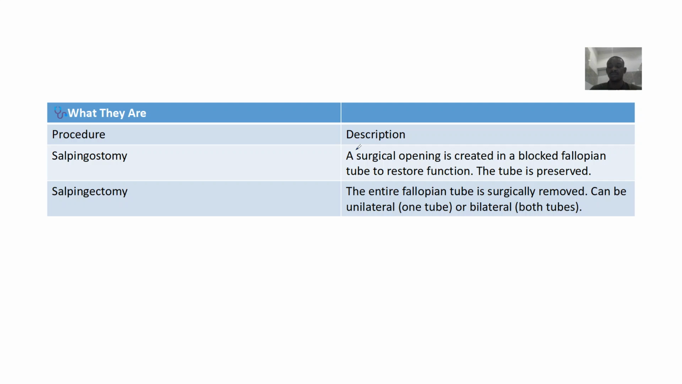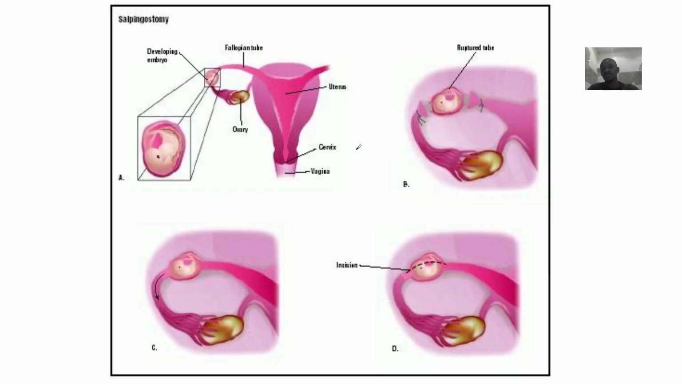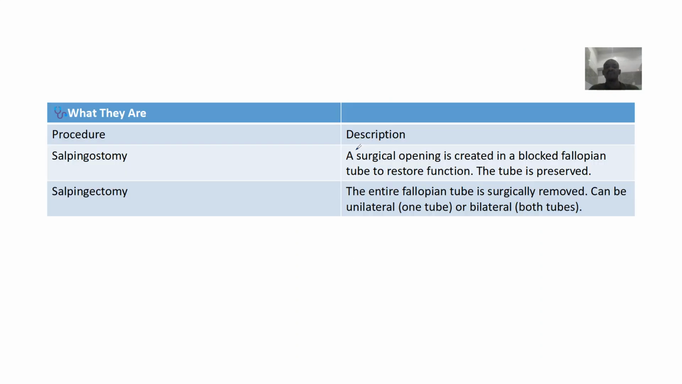It's created in a fallopian tube that can be blocked, most of the time to drain it or remove what is blocking it to restore the function of the fallopian tube. If the fallopian tube is blocked, sperm can't pass to meet the egg, so such a woman will be experiencing infertility. The salpingectomy, that one, you surgically remove it.